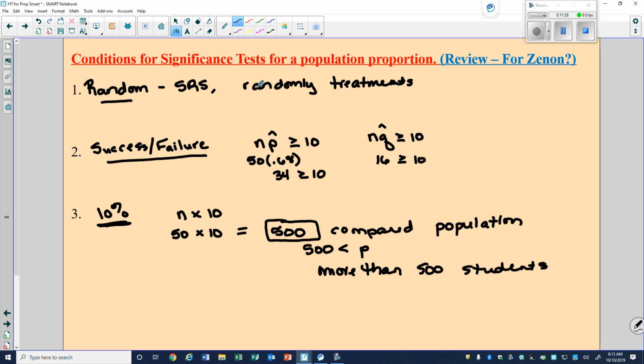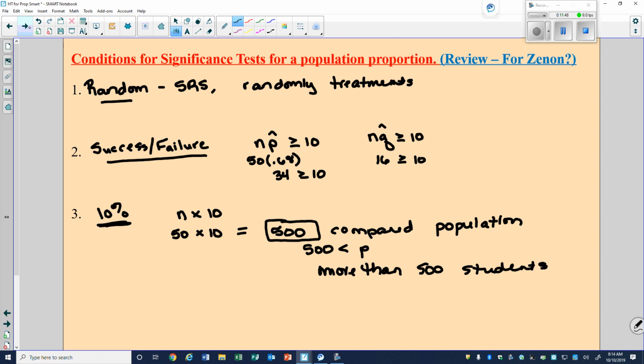Obviously, if your conditions don't check out, you're probably still going to want to run your test anyway. We have to grade you on something. You would just probably want to make a general statement at the end of your results that these may be unreliable because this condition didn't check out.